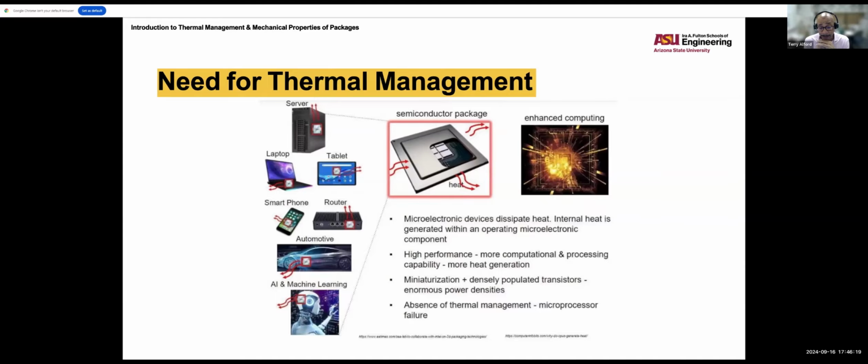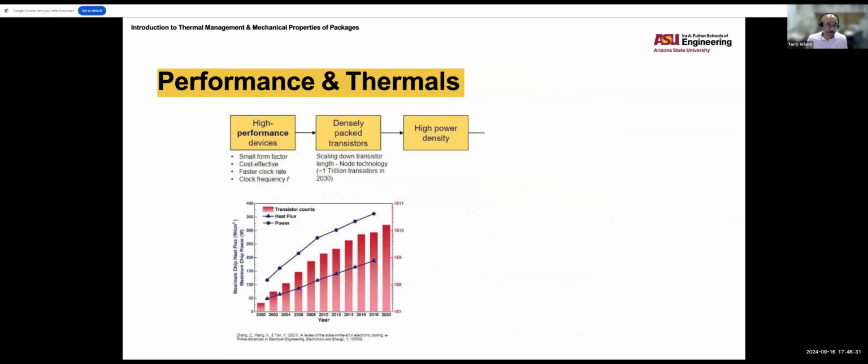And if we do not have good thermal management, it can lead to catastrophic failures. Okay? And that is something we do not want. So performance, again, we're looking at small form factors and we want to make things cost efficient. And there are situations where we want to operate at very high clock rates, high clock frequency.